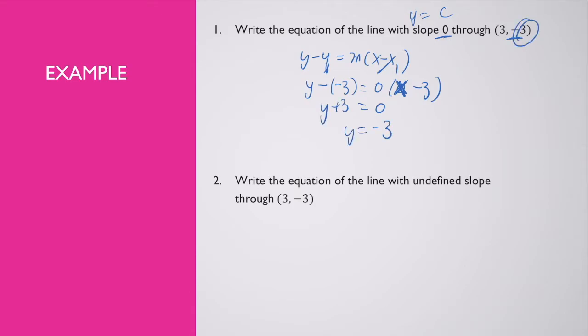So if I have a slope of 0, I know that line is just going to be equal to my y constant. The same thing holds true for a line with undefined slope. Remember, the graph of a line with undefined slope would be just a vertical line where x equals some constant. So we really just want to look at the x value. In this case, x equals 3.